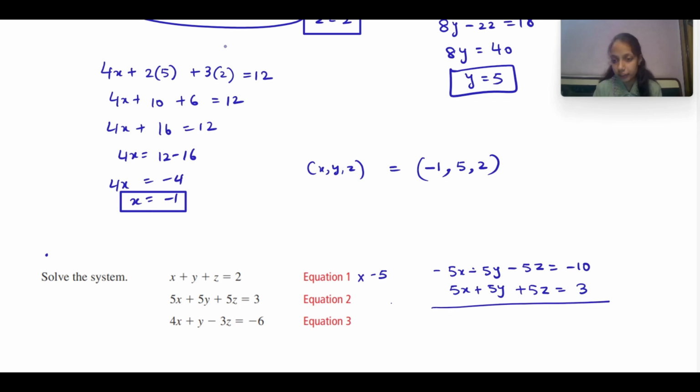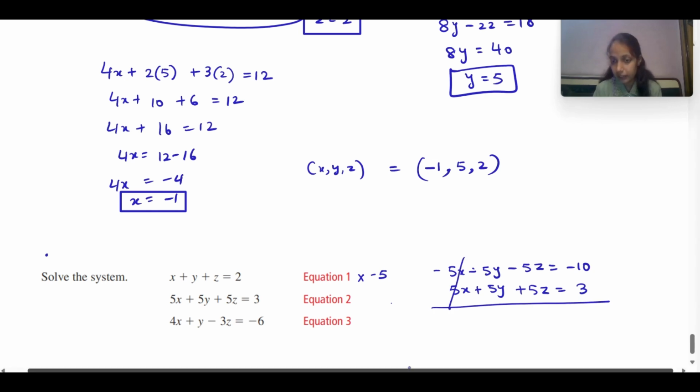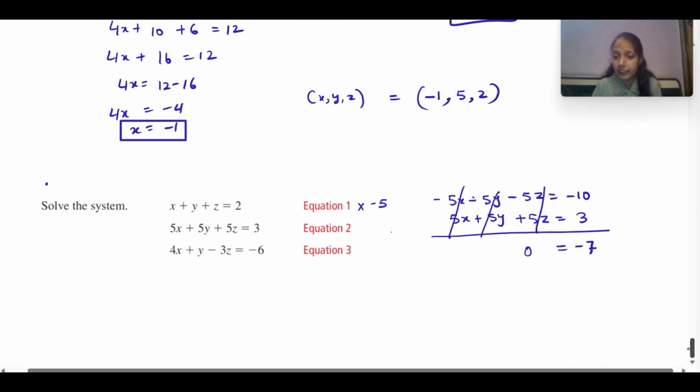Add the equations. If I add, this cancels. This also cancels. And the last variable also cancels. Nothing left. And here it's a negative 7. Is it possible that 0 equals negative 7? No. 0 cannot equal negative 7. So this means this system has no solution. You don't need to check for other values. You don't need to solve any other. Up to this, you can just say no solution.